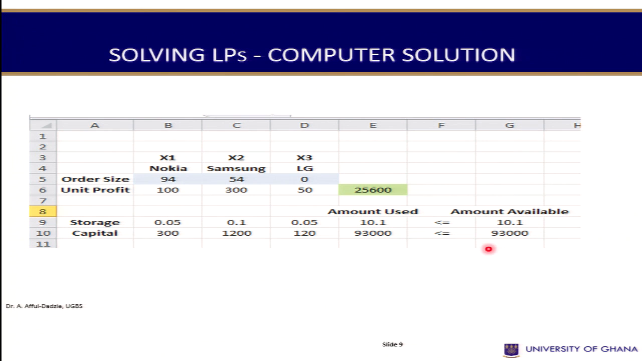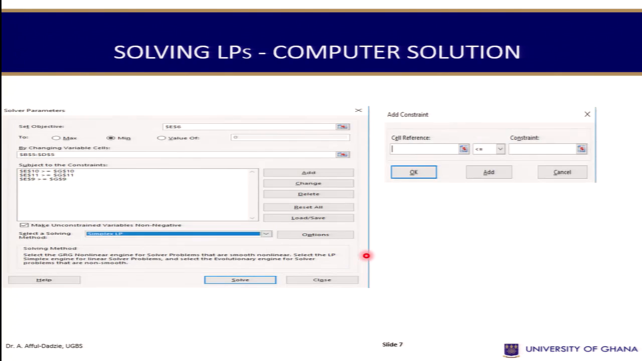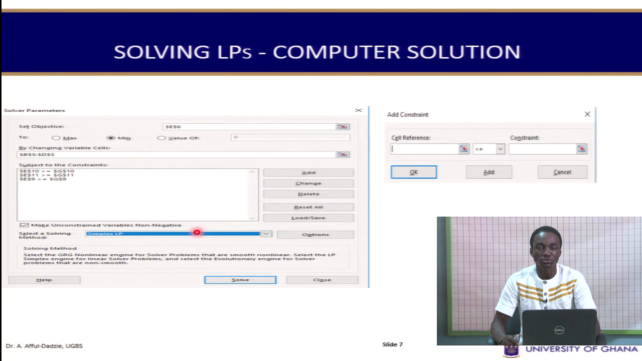93,000. After everything has been solved, this will be your final value. In Excel, you invoke what we call Solver. Solver could be found in the Data tab on the top right corner of your Excel book, and you'll see Solver. When you click Solver, you'll be able to see these parameters. They would ask you where your objective cell is, whether you are maximizing or minimizing, and then subject to what constraints. If you read your recommended text, you will see more about the computer solution.